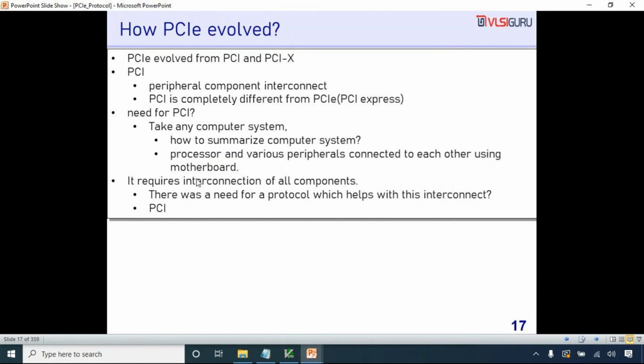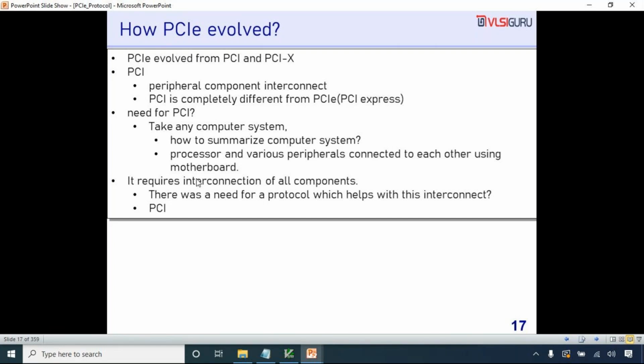Whatever positives there are in PCI and PCIX, they have taken, and whatever the negatives are. What is the negative with the PCI protocol? It's an on-chip protocol. The concepts of clock skew and data skew are all problems, and they're limited by the frequency of operation. Then they figured out where the limitation was coming from. The limitation comes from the parallel nature. The drawbacks majorly come from the parallel nature of the protocol. They removed that parallel nature, and what they got is PCI Express.